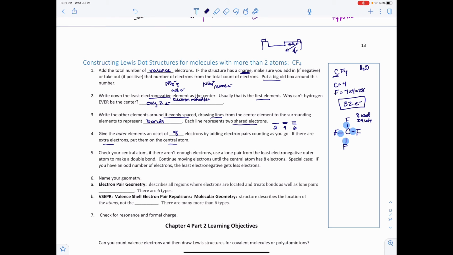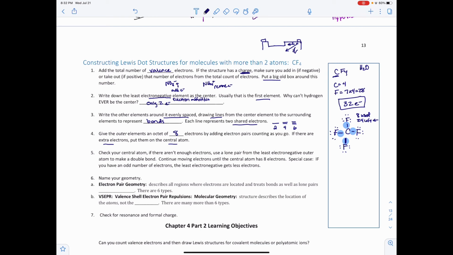So I'm going to put the electrons in right now. Fluorine has 2, but he's supposed to have 8 around him. So that's the case for all of them. So I'm going to see if my other 24 add up to make the right number. So 2, 4, 6, 8, 10, 12, 14, 16, 18, 20, 22, 24.